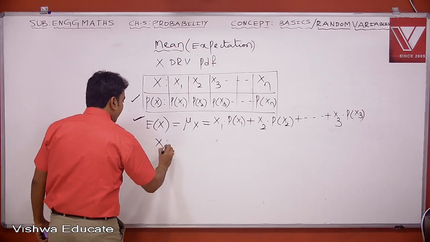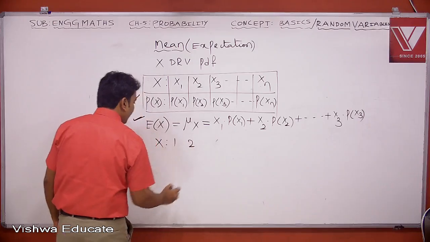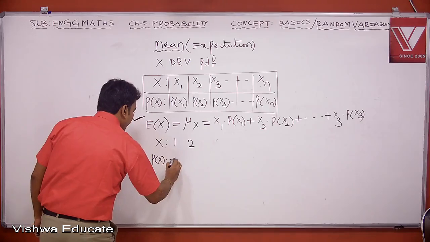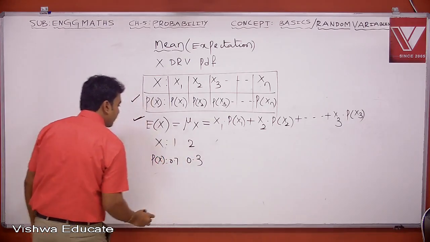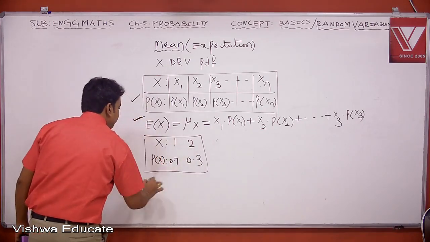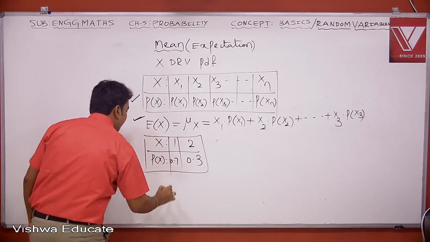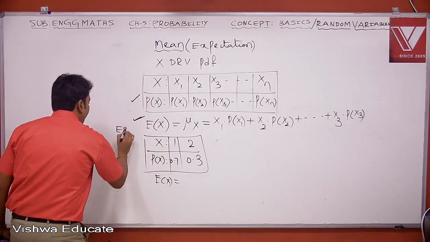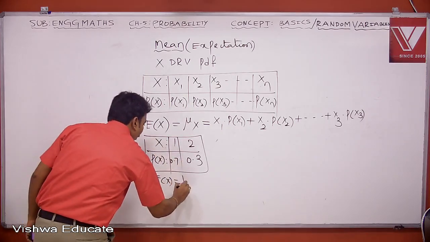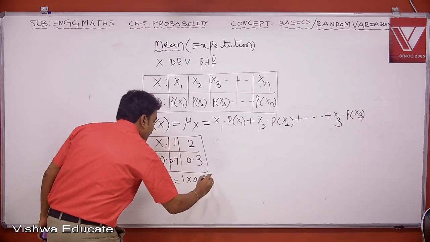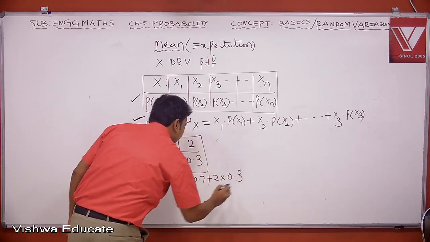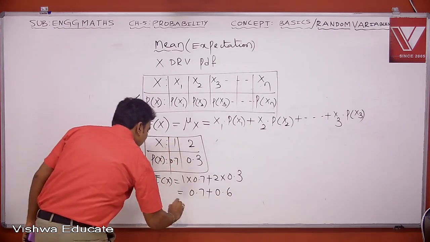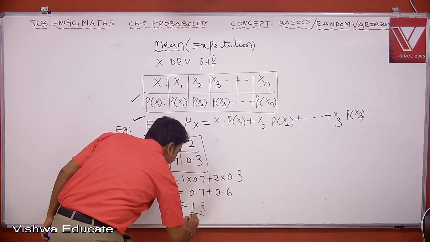Let me tell you one example. Suppose I have sample points like this. X values 1, 2. The probabilities are like this. Suppose this is 0.7 and this is 0.3. Now this is the PDF of a random variable x. Therefore the expectation of x, this is an example, is 1 into 0.7 plus 2 into 0.3. So this is 0.7 plus 0.6. So therefore this is 1.3.